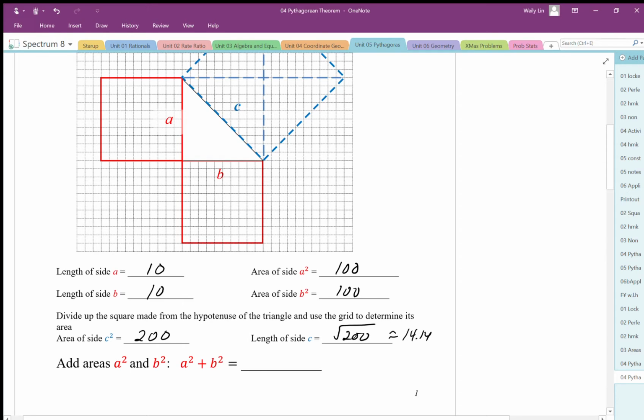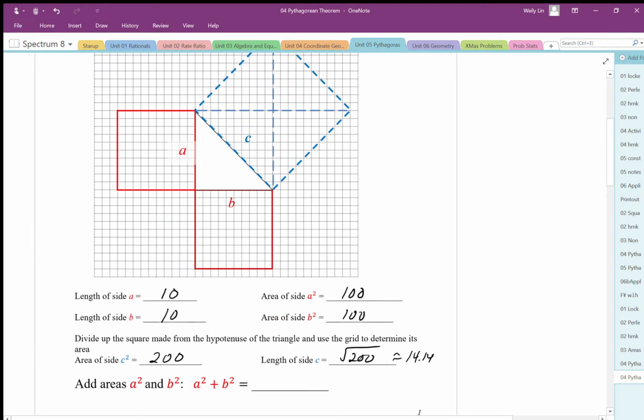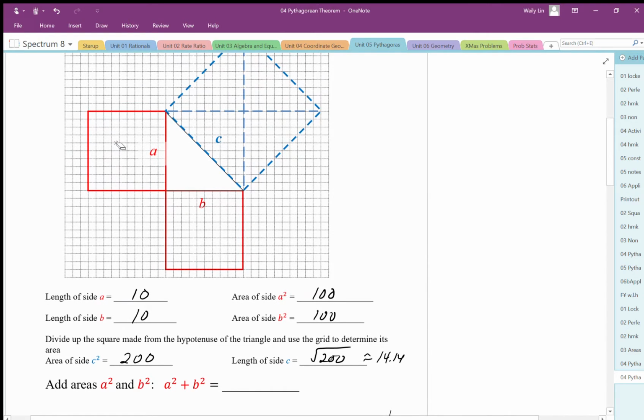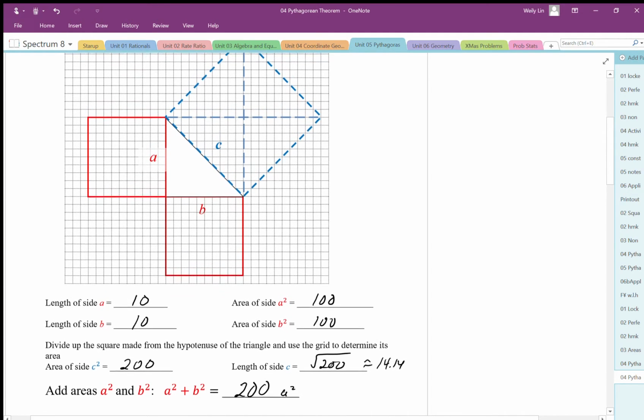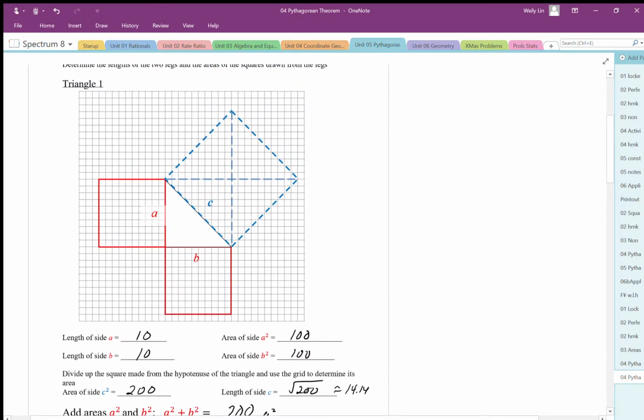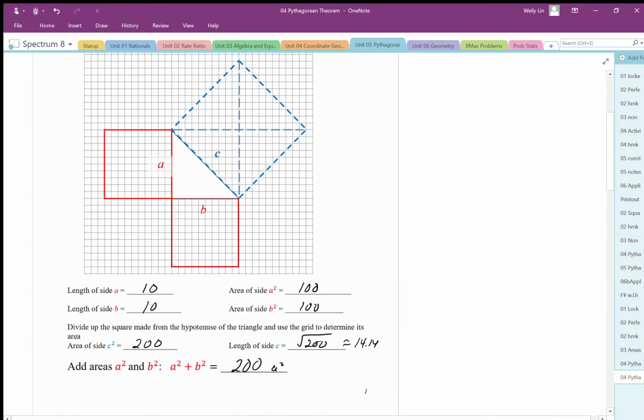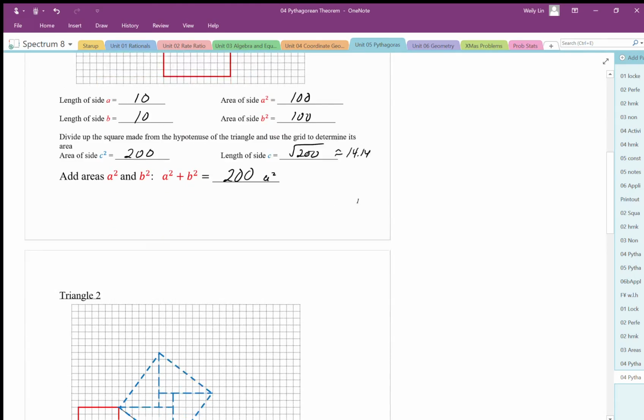Okay, so we want to see if this relationship actually holds true. Does this area in here, this A square area and B square area, those two red areas, add up to the blue area of C squared? Well, when I add those two areas up, A squared and B squared, yeah, we do get 200 squares. So it appears that this relationship is holding true for this first triangle. Okay, so maybe we just got lucky in all these triangles that we've been trying. So we'll try one more.